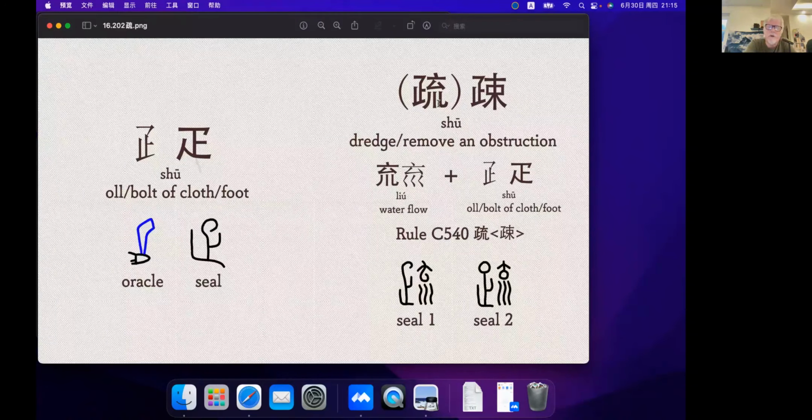This is another character where when they simplified it, they did a really stupid thing. They actually made it more complicated. They basically replaced a phonetic with a meaning component. So you see the shu originally was a phonetic and they replaced it with a liu, which basically destroys the logic behind it.